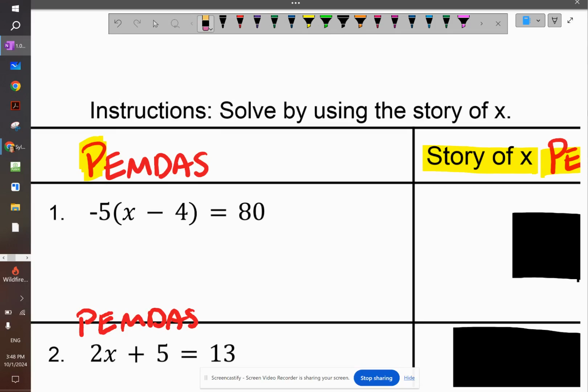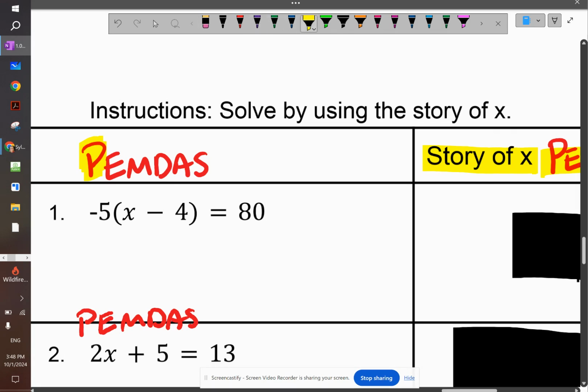All right, so we're going to be using the story of X. This video is really about trying to identify what's happening to the variable X. We're going to use PEMDAS as a way to help us gauge what's happening to the letter X. So find your letter X, see that your letter X is inside these parentheses. That means parentheses are going to be first.